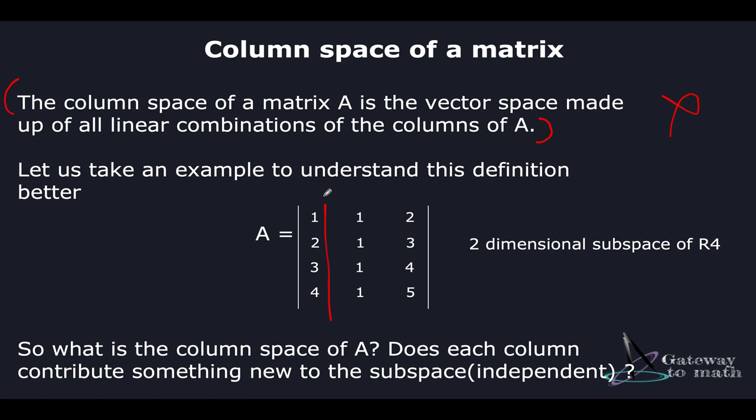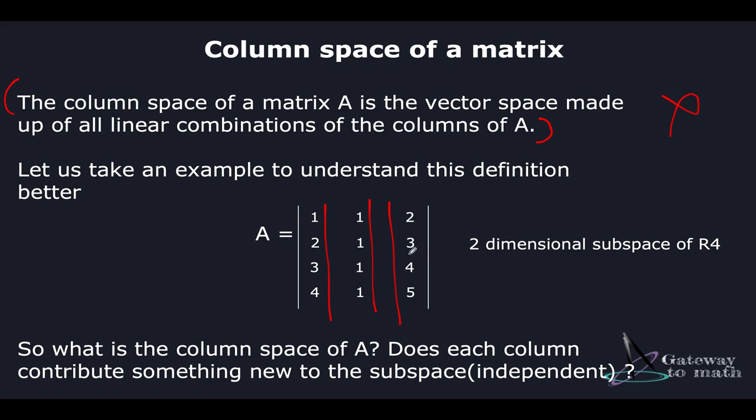The entries in my first column are 1, 2, 3, 4. The entries in my second column are 1, 1, 1, 1. And the entries in my third column are 2, 3, 4, 5. The first one is unique. I don't see any other columns having similar entries. The second also seems pretty much unique. Let's have a look at the third column, 2, 3, 4, 5. This also looks unique.